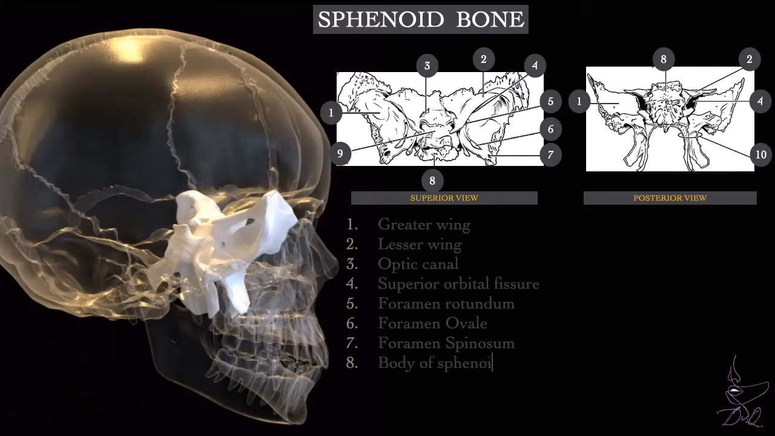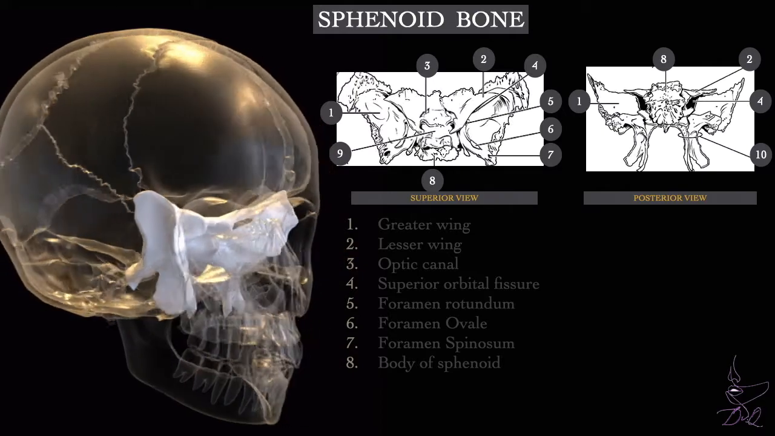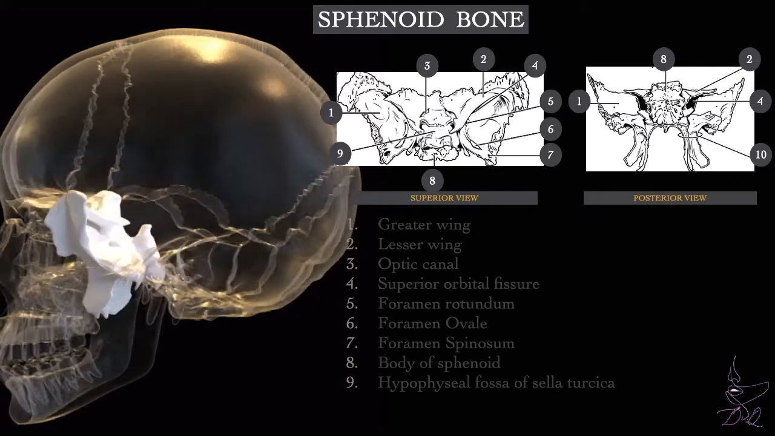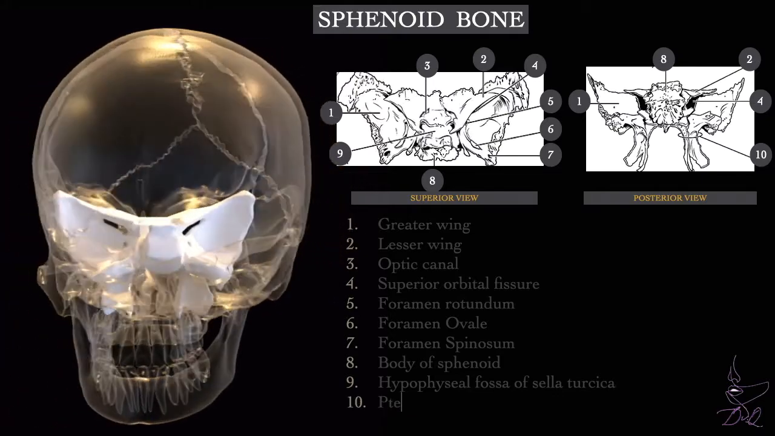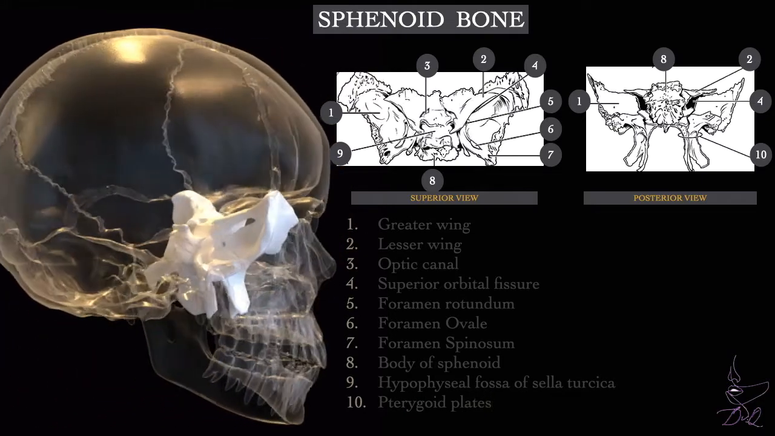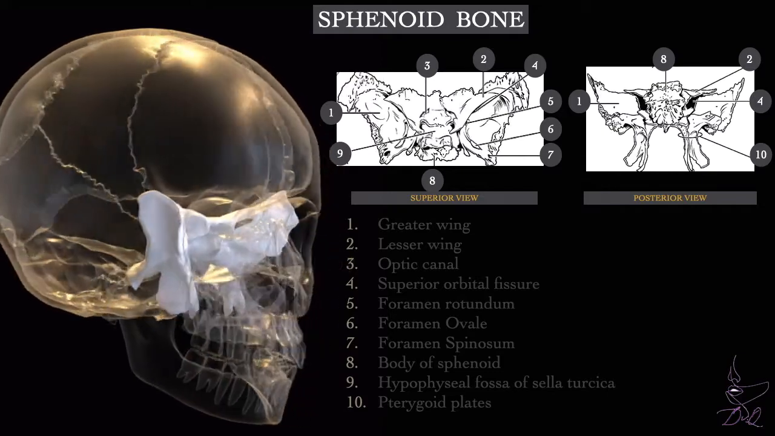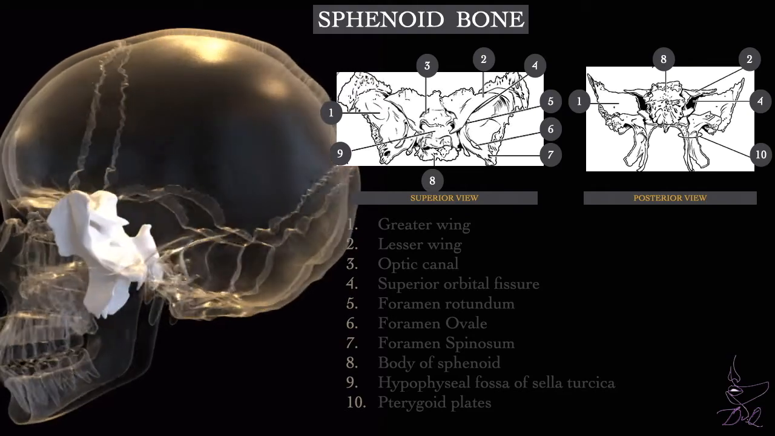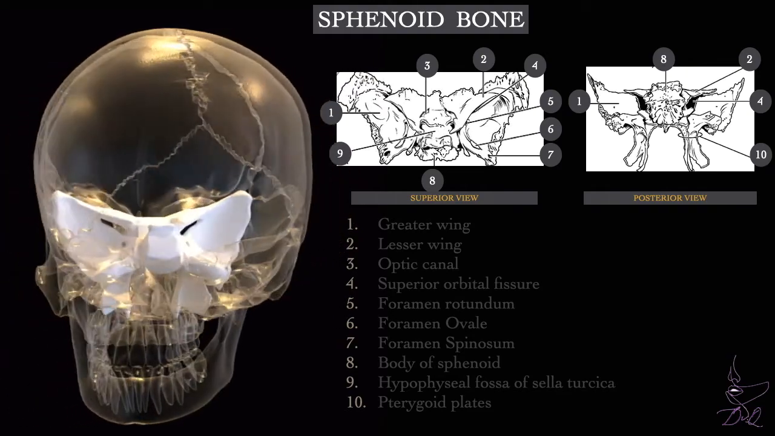Now, between the two greater wings lies the body of the sphenoid. The body has two anterior projections called the anterior clinoid processes and two posterior projections called the posterior clinoid processes. In between these two projections lies a pituitary fossa, which accommodates the pituitary gland.